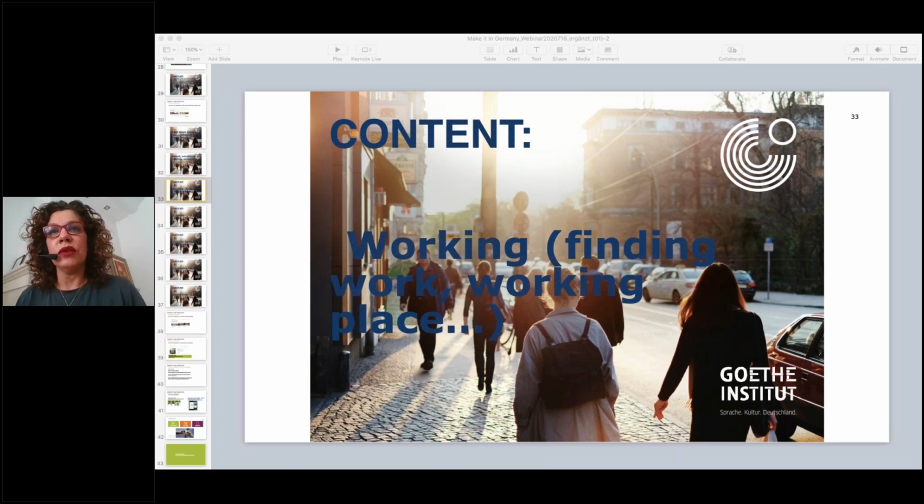Here you have more information about the contact you have with your colleagues, because with your boss it is another issue. And also you have the possibility to see what my working place looks like. So this is really a way to show you and to help you with the very first steps in Germany. Next, please.